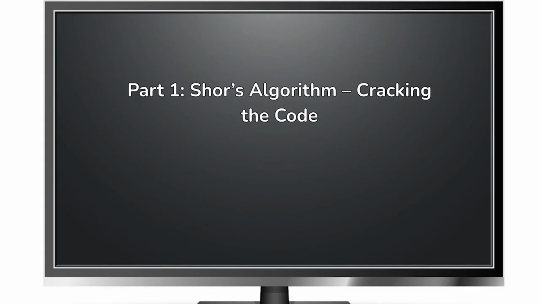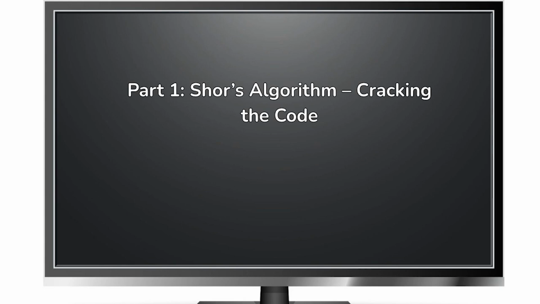Part 1. Shor's algorithm, cracking the code. Let's start with the most famous quantum algorithm of all, Shor's algorithm. In the early 1990s, a mathematician named Peter Shor developed an algorithm that could do something astonishing. It could factor large numbers exponentially faster than the best-known classical methods.